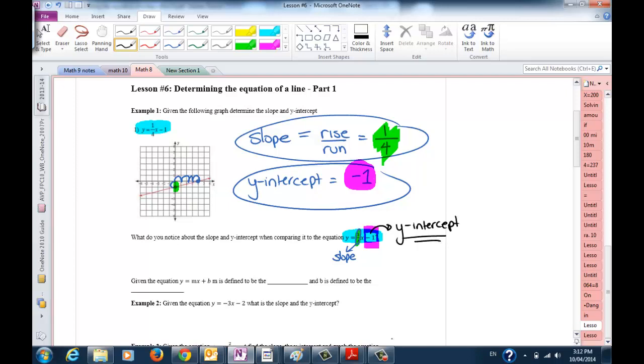Well, let's generalize on this. So given the equation y equals mx plus b, my m is defined to be the slope. Remember, slope is the steepness of our line. And b, our b is right here, and it includes the sign. So if you're not sure you're going to remember that, it includes the sign in front of it. So b is defined to be the y-intercept.